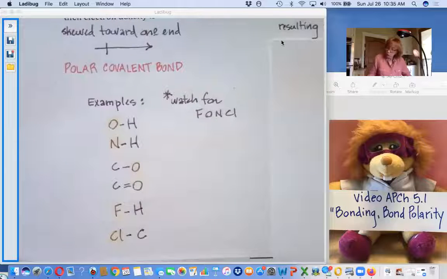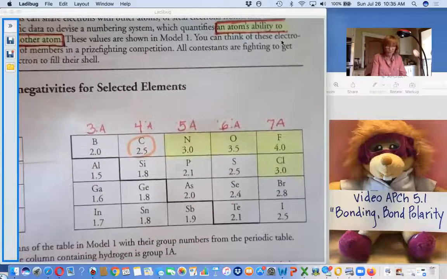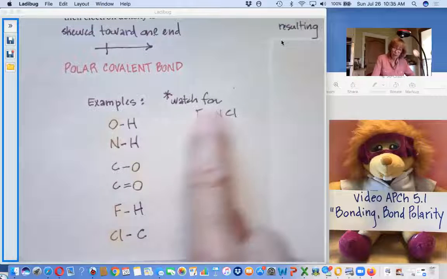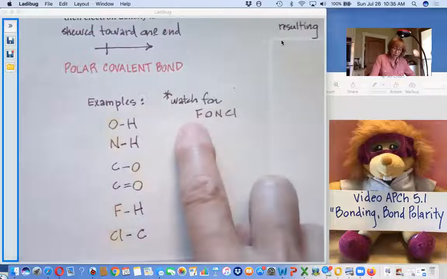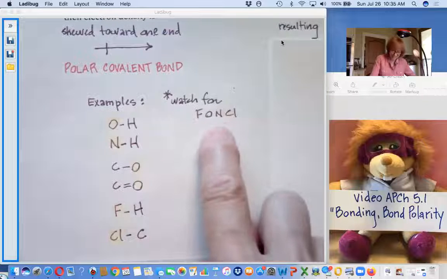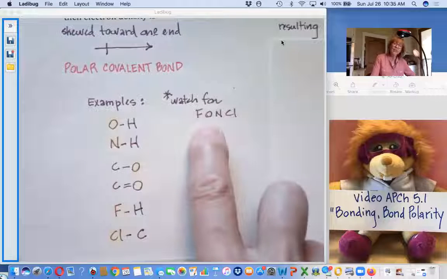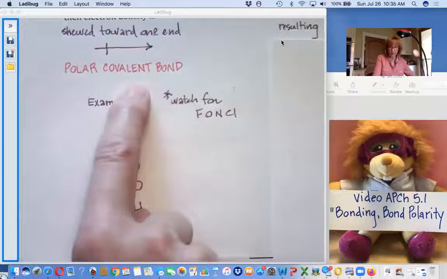Okay, now, you won't always have a table like this to refer to, and in fact, chances are on the AP exam, you won't have this table. But what I want you to do is simply watch out for these 4. If one member of the bond is F, O, N, or Cl, Fonkel, and the other member of the bond is not one of these, you can be certain it's a polar covalent bond.